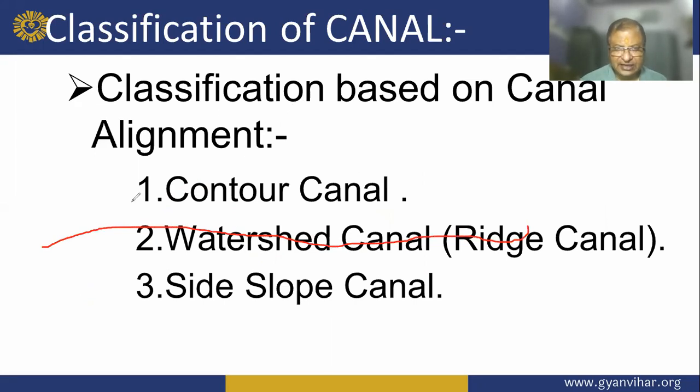If a canal is running on the elevation of the earth, suppose it is running on this, it means it will give supply to only one side. It will give supply to only one side, and that is called a contour canal. What is a watershed canal? If a canal is running on the edge, now you can see here.